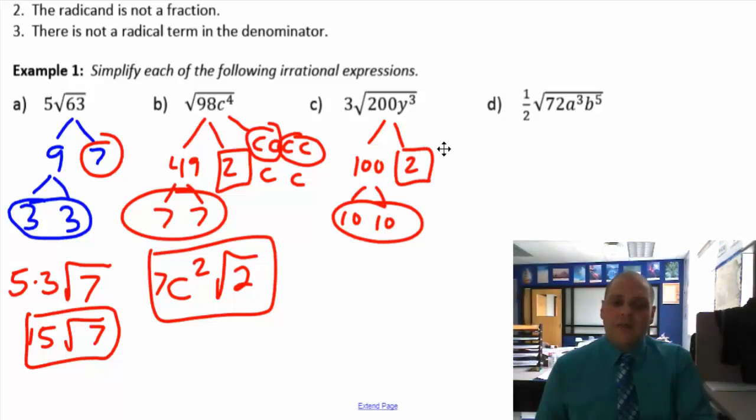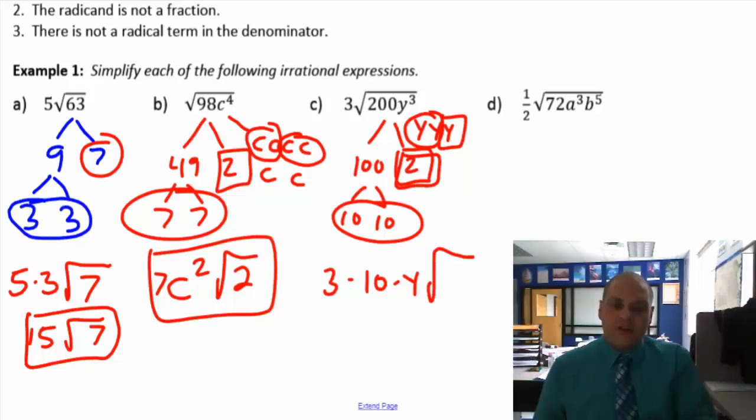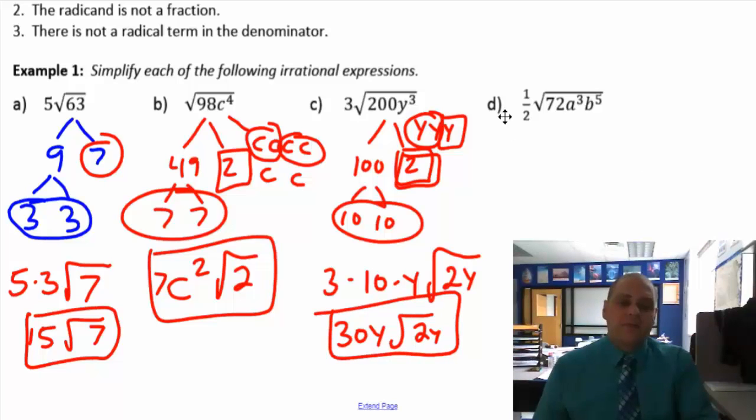2 does not have a pair with it. And then the y is y, y, y. All right, so I have a pair of y's. So what do I have? I have a 3. I have a 10. I have a y that came out. And then I have a leftover y and a leftover 2. So I have a leftover 2y. That just goes right back in the radical. Whatever the leftover is that doesn't pair up with anything goes right back in the radical. 30y radical 2y is our simplified radical.